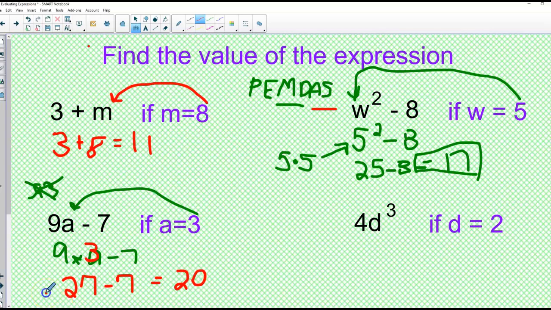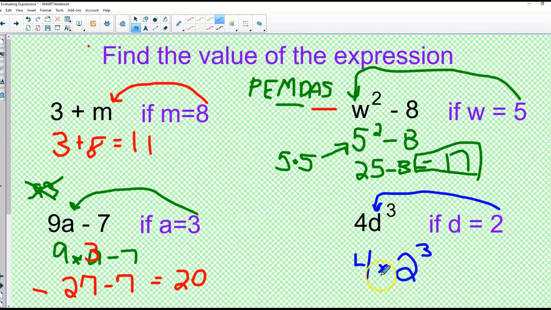All right, let's look at the last one on this page. This one says 4d to the third power, or we also call that cubed, and d is equal to 2. So I am going to plug the 2 in for the d first, right? Let's remember what this means. A number and a letter together means multiply. So this means 4 times d, which is 2, and 2 has the exponent of 3, or it's cubed.